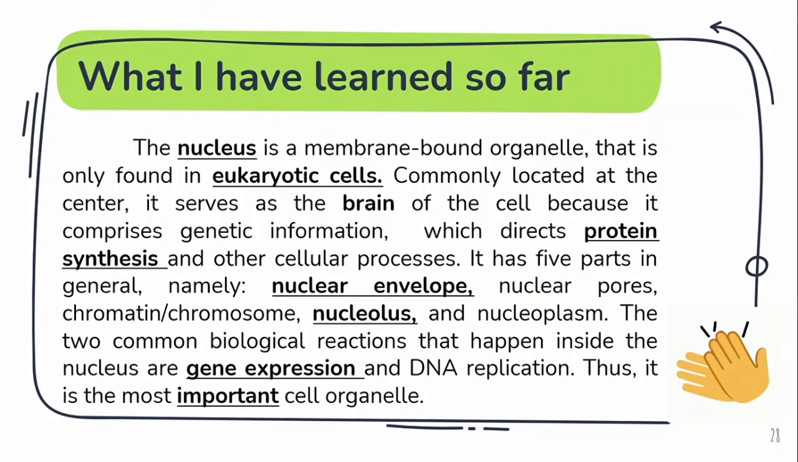It has 5 parts in general, namely nuclear envelope, nuclear pores, chromatin or chromosome, nucleolus, and nucleoplasm. The two common biological reactions that happen inside the nucleus are gene expression and DNA replication. Thus, it is the most important cell organelle.